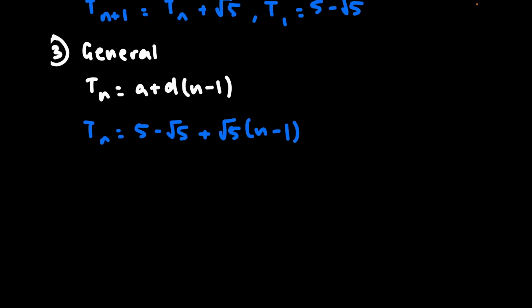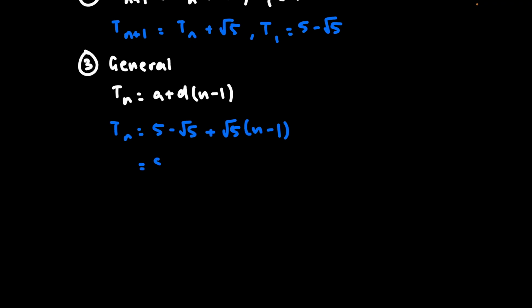And if you want to simplify this even further, we can say this is the same as 5 plus square root 5 times n minus 1 minus 1. The reason I've done this is because I factorized out root 5 from these two terms here. And that just simplifies to 5 plus square root 5 times n minus 2.